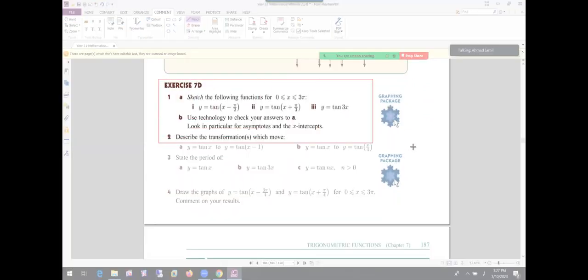So now I'm going to solve the questions of exercise 70. It says graphing package, I guess. It's a kind of software that is tied with the book. So I'll be using Desmos here to see the graph. Got it? So sketch the following function for 0 to 3 pi. It's x, where x is greater than or equal to 0 and less than or equal to 3 pi, right? So we have to sketch the graph of this.